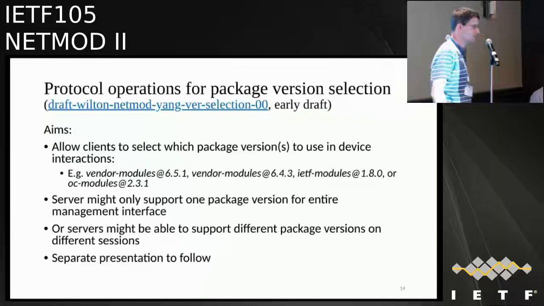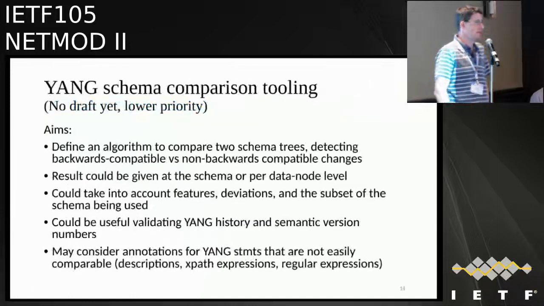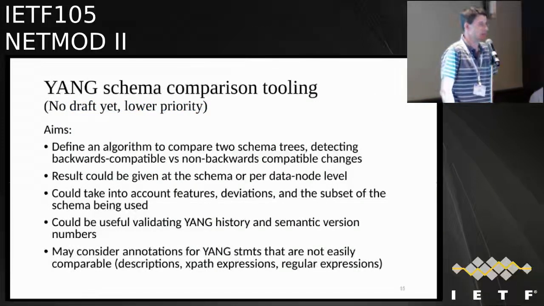And then the last one, so there's no draft written yet. It's slightly lower priority. I do think it's a key part of this set, and that's to define an algorithm to compare two schema trees that detects backwards compatible versus non-backwards compatible changes. So it looks through those two schemas and says, look, these are where the changes are. So pyang already does some of this.